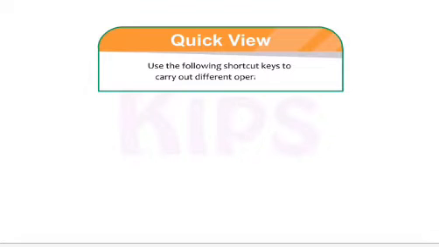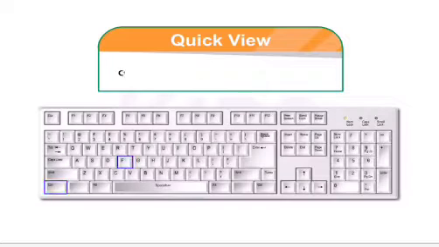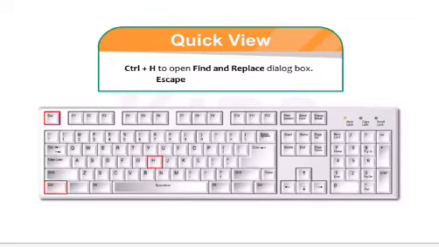Students, let us take a quick view. Use the following shortcut keys to carry out different operations. Ctrl plus F to open navigation pane to find the text. Ctrl plus H to open Find and Replace dialog box. Escape key to cancel a search.